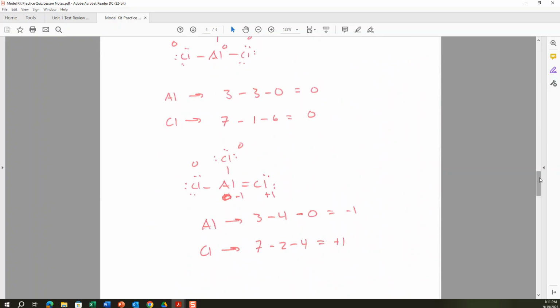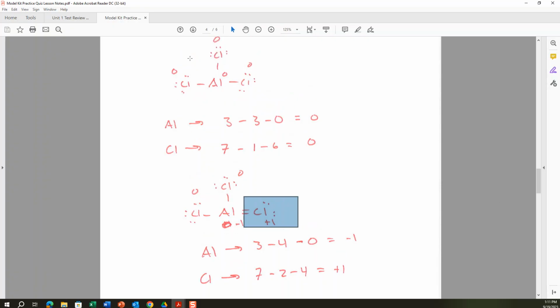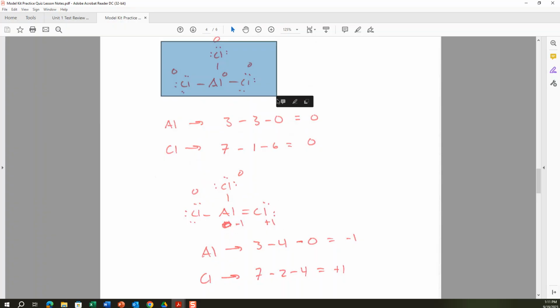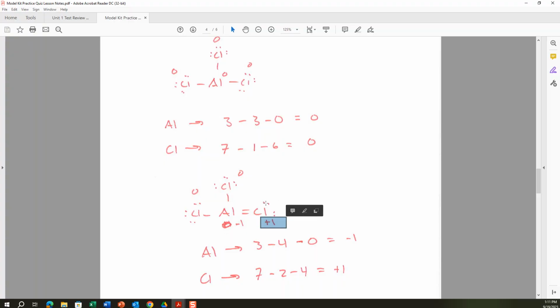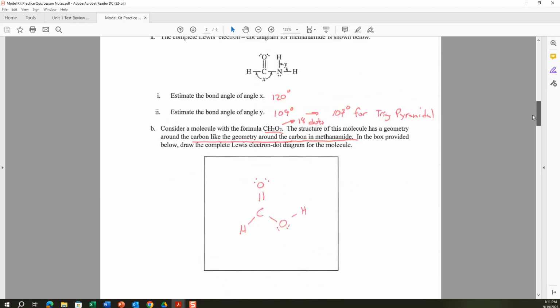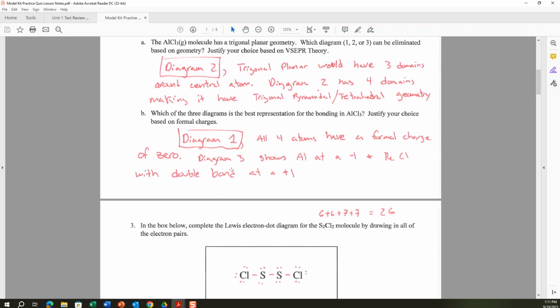But in diagram 2, the aluminum ends up having a -1 formal charge, and the chlorine with the double bond ends up having a +1 formal charge. And so you can have diagrams where you have formal charges that aren't 0, but remember, if you can get all zeros, that's going to be your best one. And if you have any formal charge, you don't want the positive formal charge to be on the more electronegative element, and chlorine is more electronegative than aluminum. All right, so based on formal charges, diagram 1 is your best option there.